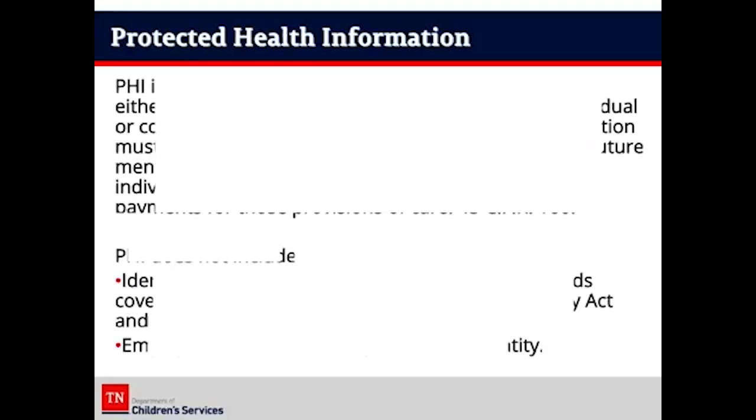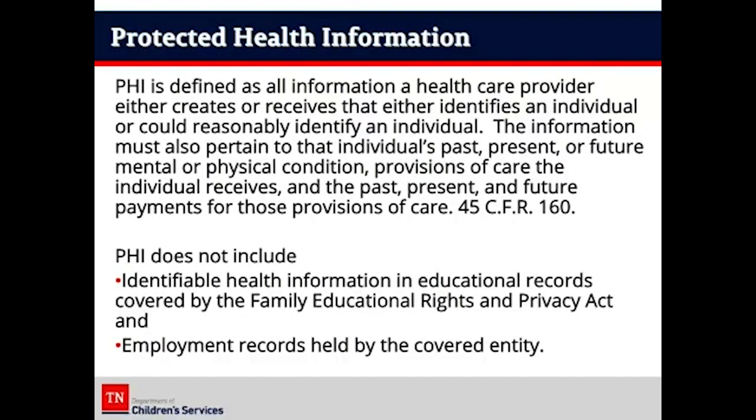of TennCare. PHI is defined as all information a healthcare provider either creates or receives that either identifies an individual or could reasonably identify an individual. The information must also pertain to that individual's past, present, or future mental or physical condition, provisions of care the individual receives, and the past, present, and future payment for those provisions of care.